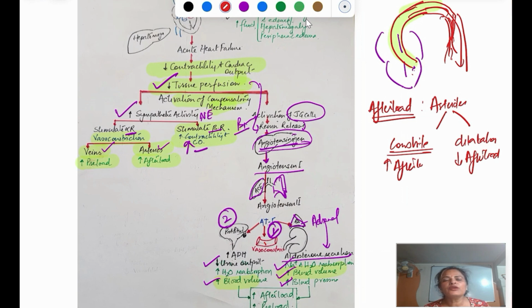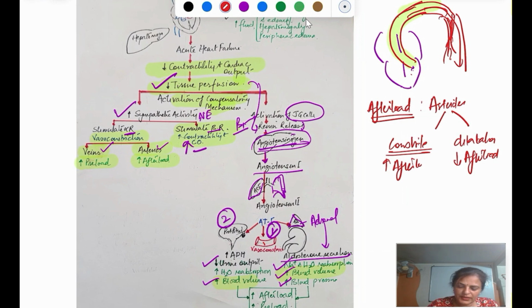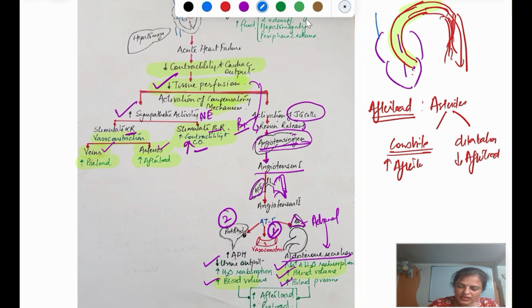Now what is the preload? Preload is the end diastolic volume of the left ventricle. End diastolic means when the heart is relaxing, what is the filling of that heart? So filling happens during the diastole. Where does the filling come from? From the peripheral veins, your vena cava, the superior vena cava and inferior vena cava.